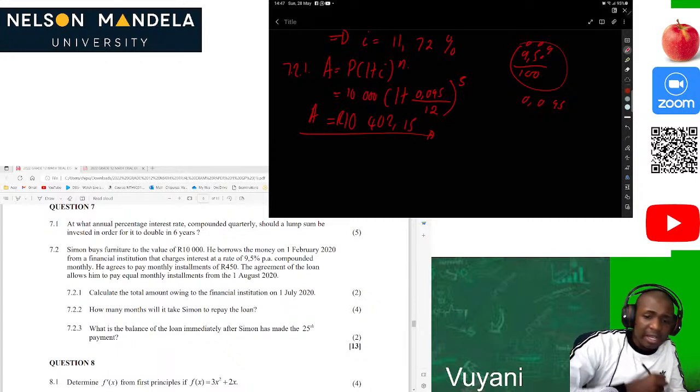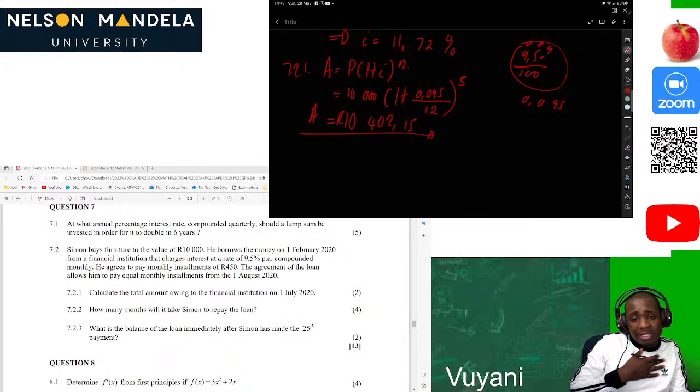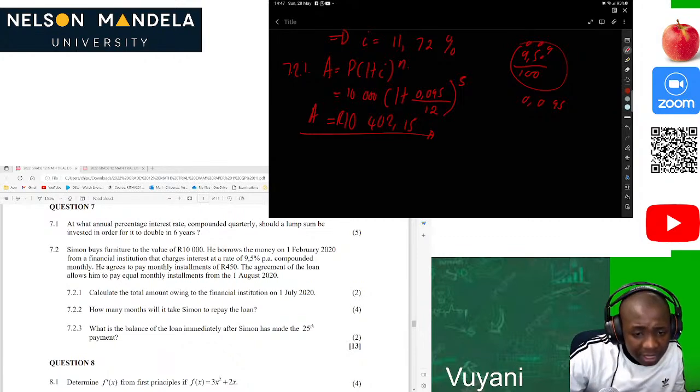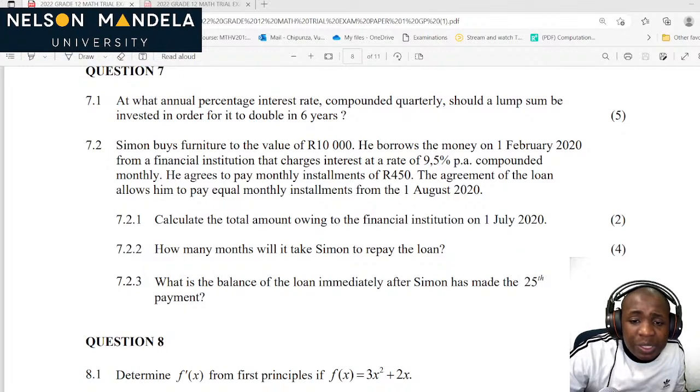Okay, then yeah, we are happy with that amount, and it makes more sense. At least it has accumulated and grown due to that interest rate. Now let's look at the next question. How many months will it take Simon to repay the loan? So we must calculate the value of n now.